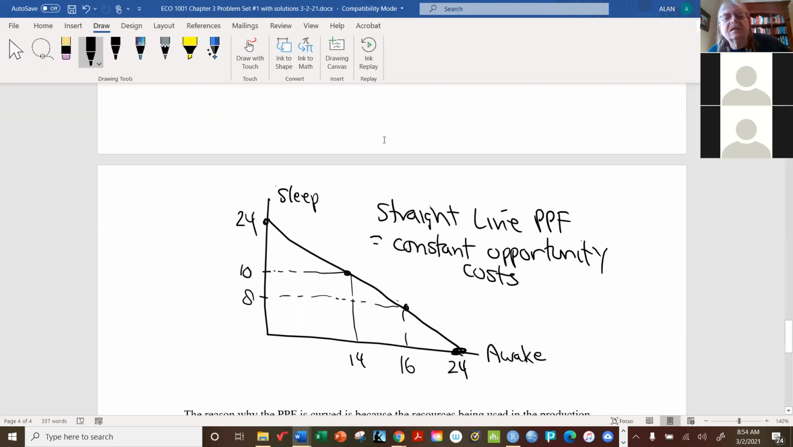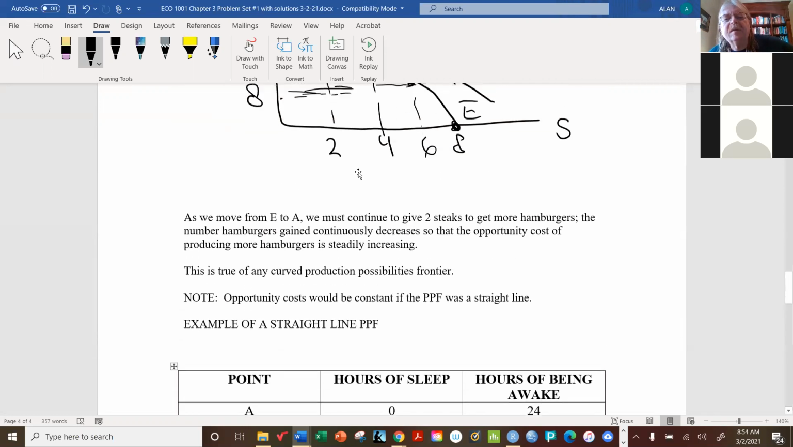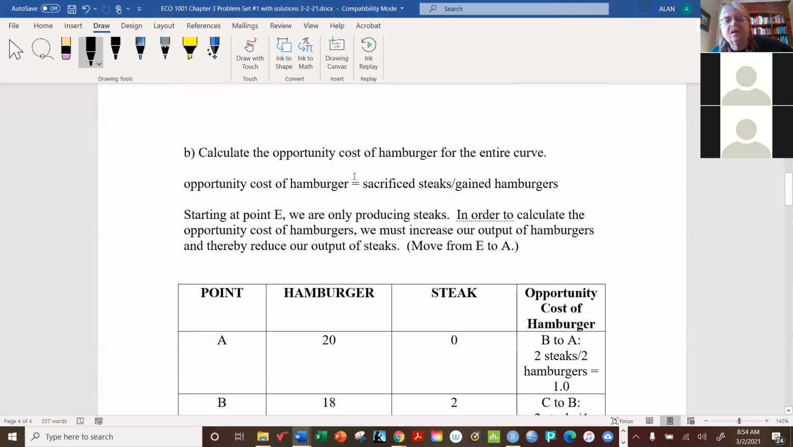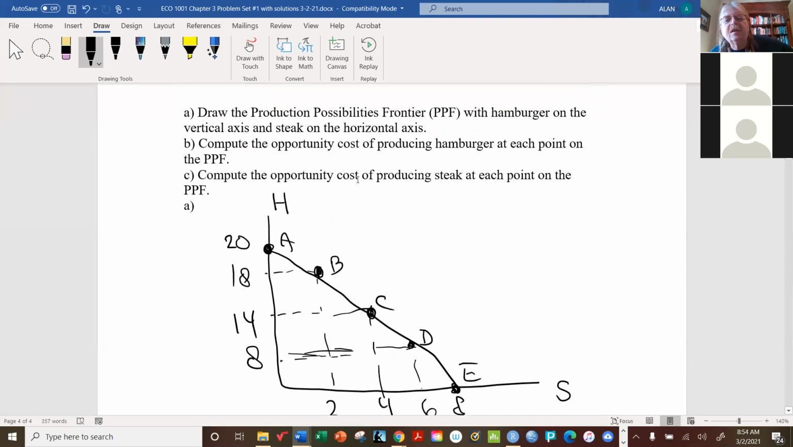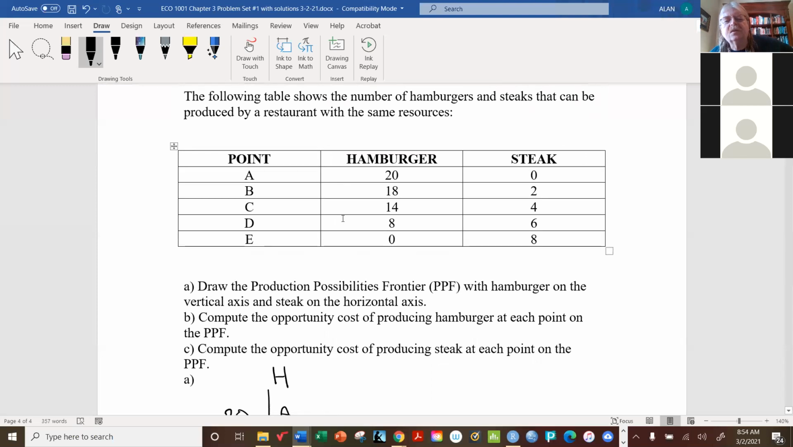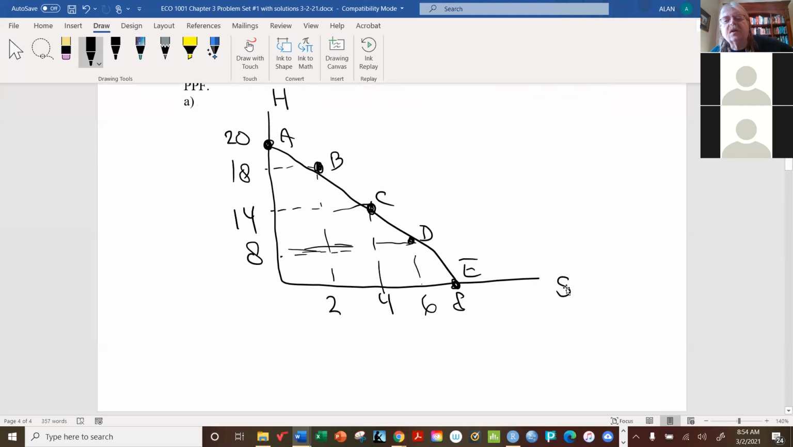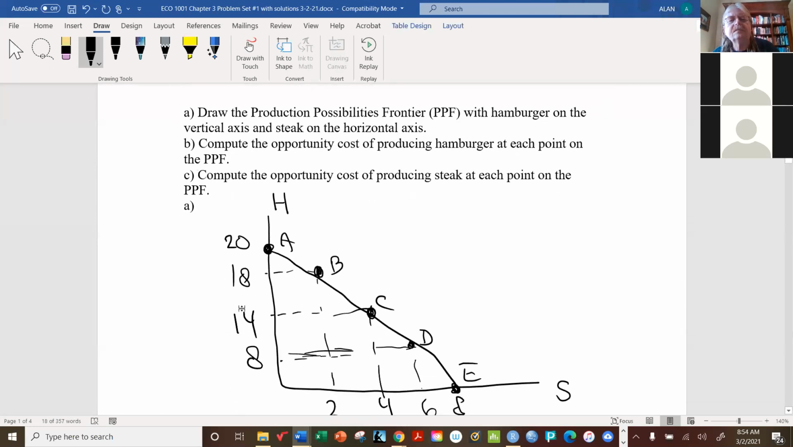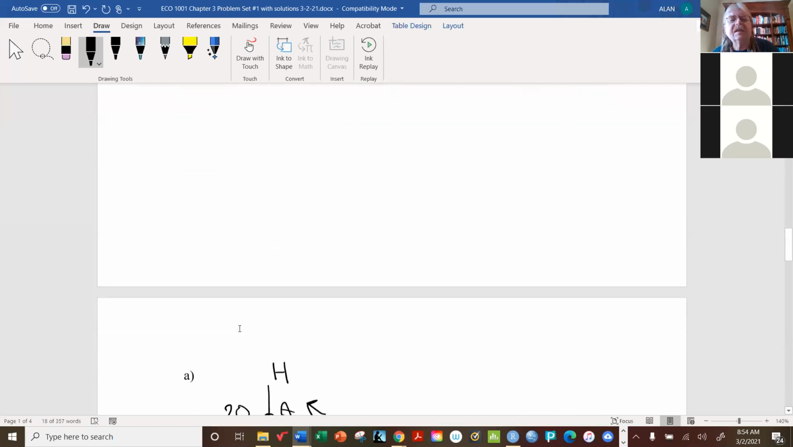All right. So now, with all that being said, what remains to be done is to take this curve, this box rather, and go the other direction. In other words, we've seen the case where we start with all steaks and we move our way up to all hamburgers. Now we're going to do exactly the opposite. Okay, so we're going to actually move down the curve now. This is part C.